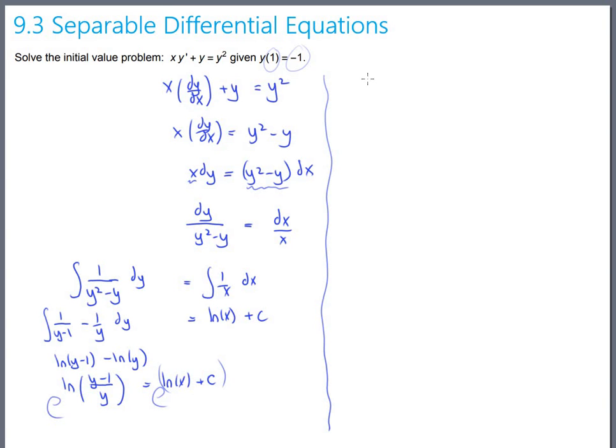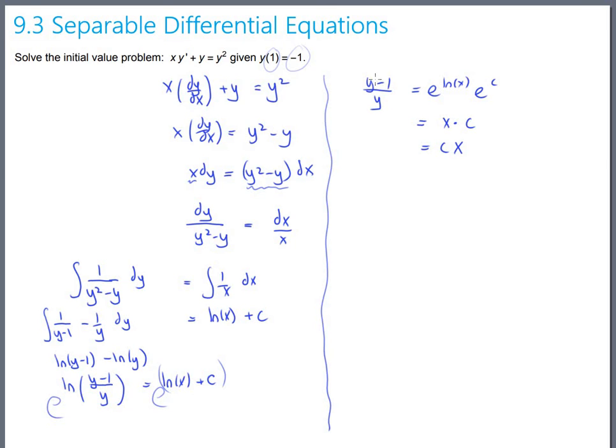On the left-hand side, e and natural log cancel each other directly. On the right-hand side, I'm going to separate into e to natural log of x, e to the c, and we know that e to the c is a constant, and e and natural log cancel each other, so that's x times a constant, or actually somehow I feel more comfortable with the c in front, so we'll do it that way. I'm still trying to solve for y here.